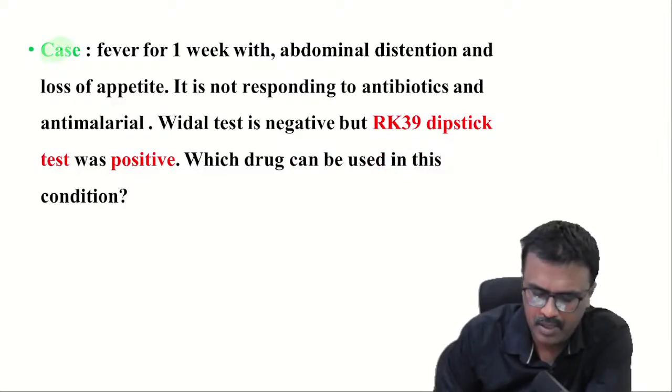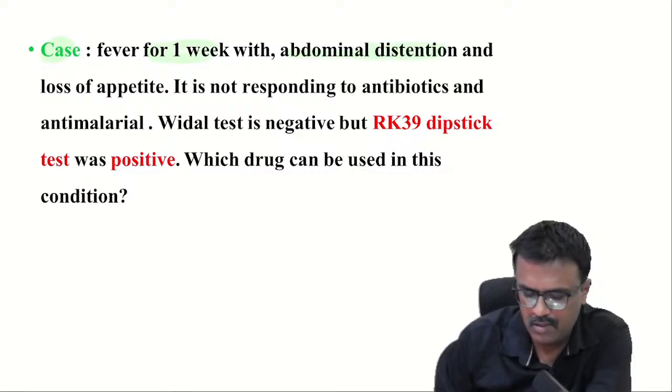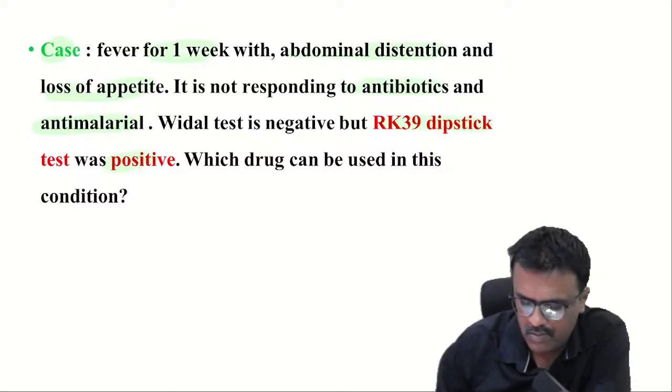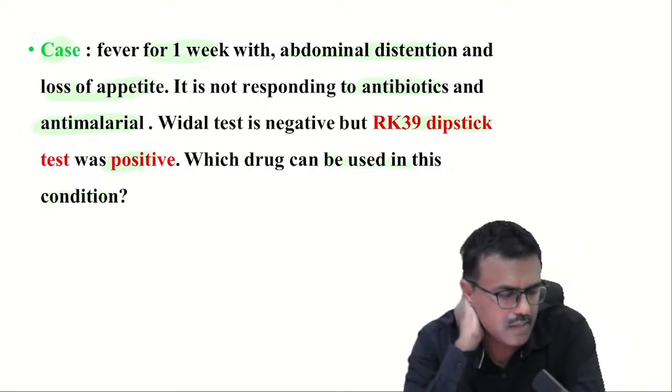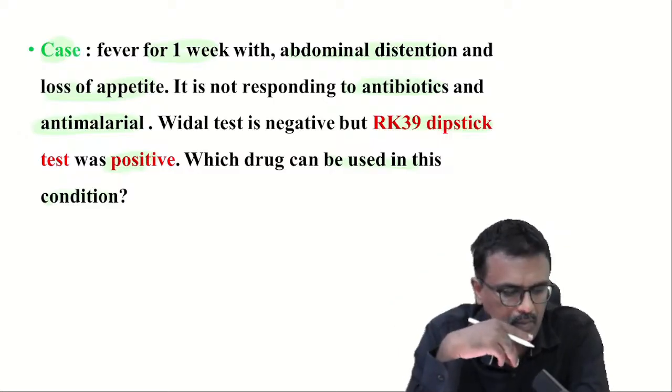Let us take up a case. Fever for 1 week, abdominal distension, loss of appetite, not responding to antibiotics, not responding to malarial drugs, RK39 dipstick positive. Which drug can be used in this condition? First you should tell me the condition and then the drug of choice. Come on.